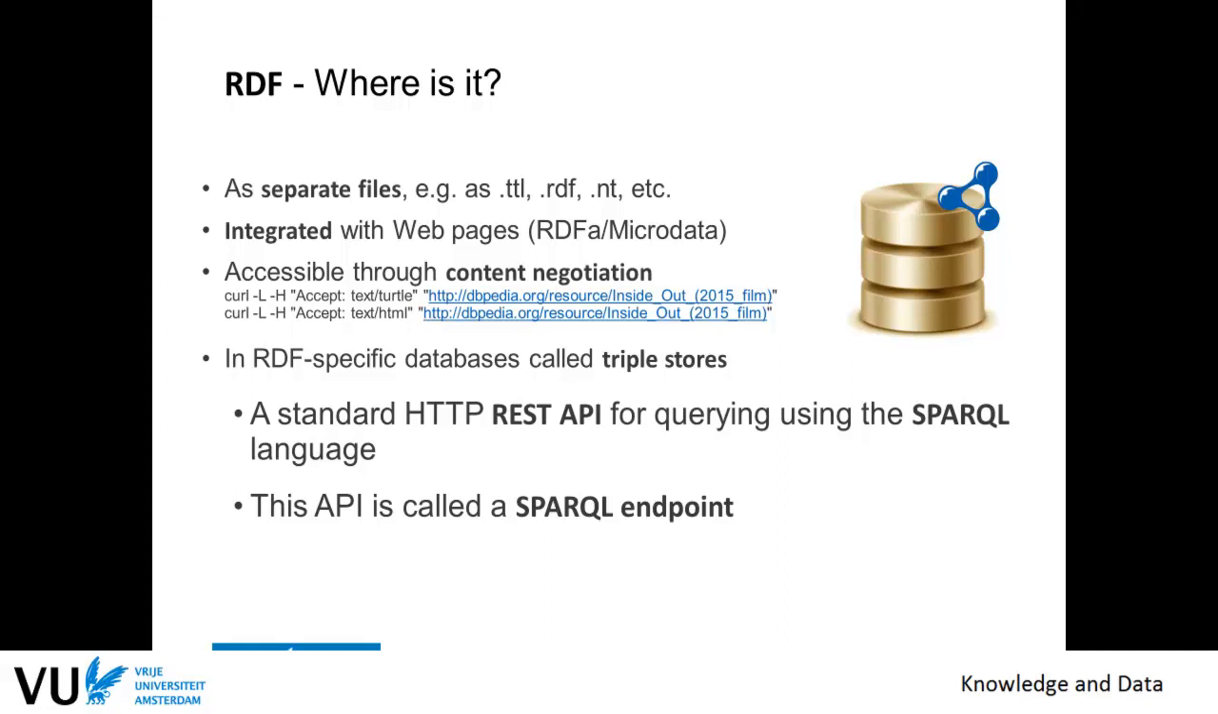So you just download the information using a curl command, for example, from a command line. Or, and that is the other most common one, you have a triple store, an RDF-specific database, which actually stores the triples in a very efficient way, and usually provides a standard HTTP API so that you can query it using SPARQL.